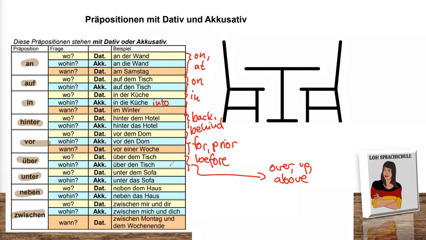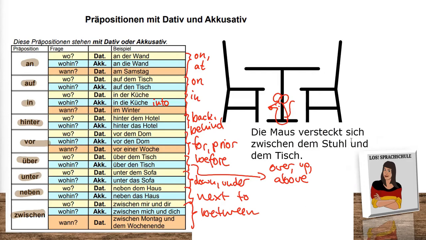Let me just complete our table. Down or under for unter. Neben is next to. Right. And then we have the last one, zwischen, between. Die Maus versteckt sich zwischen dem Stuhl und dem Tisch. The mouse is hiding between the chair and the table. Dativ, really obvious. Mir and dir, between you and me.